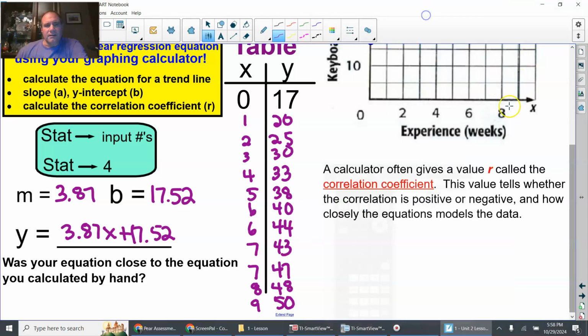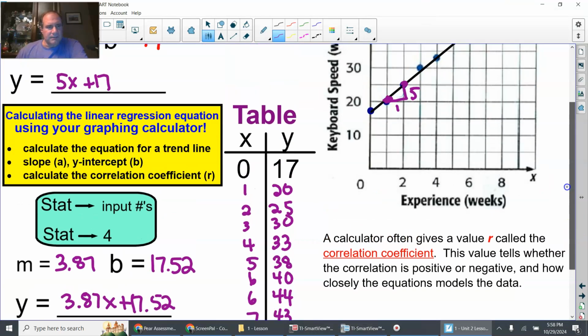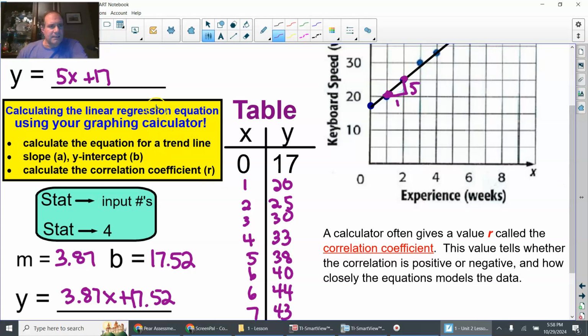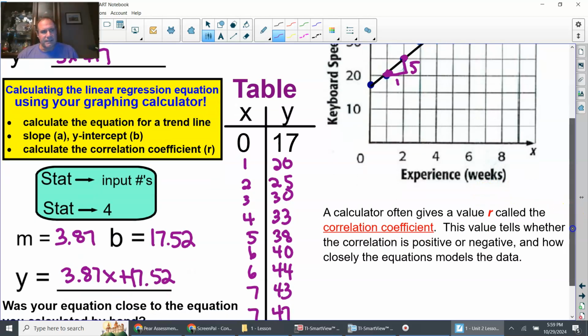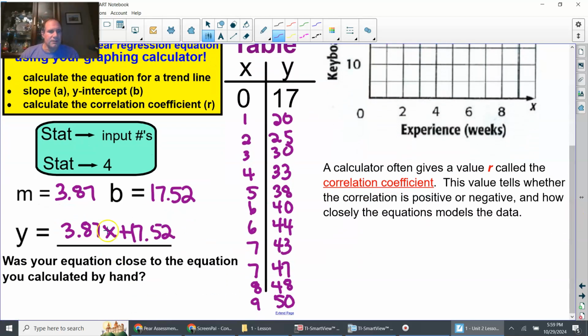Let's just compare this to the one by hand. We had 17 as the y-intercept, and 17.52 is really close. 3.87 and 5 for the slope is really close as well. That's pretty good by hand. It's really close to what the calculator gave you. So that's very decent. This is the linear regression equation. It was close.